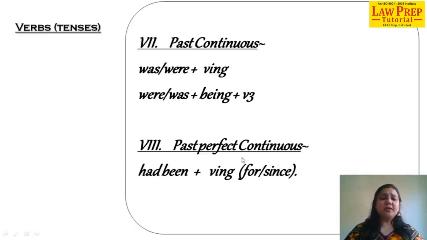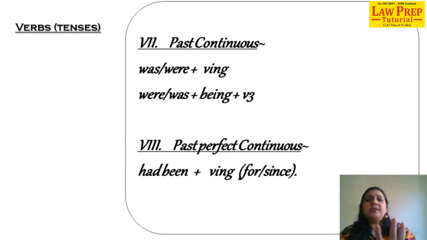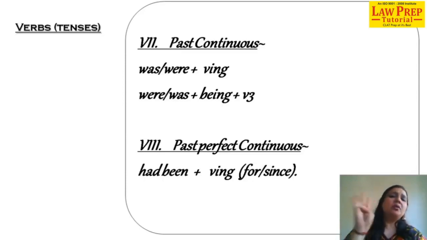Past perfect continuous, had been plus verb ing, and for or since is a compulsion, right? He had been studying English for 2 hours. Now when I use it with since, he had been studying English since morning, right? I've talked of 4 tenses related to present tense, and I've talked of 4 tenses related to past tense, and now I'm turning to future tense.